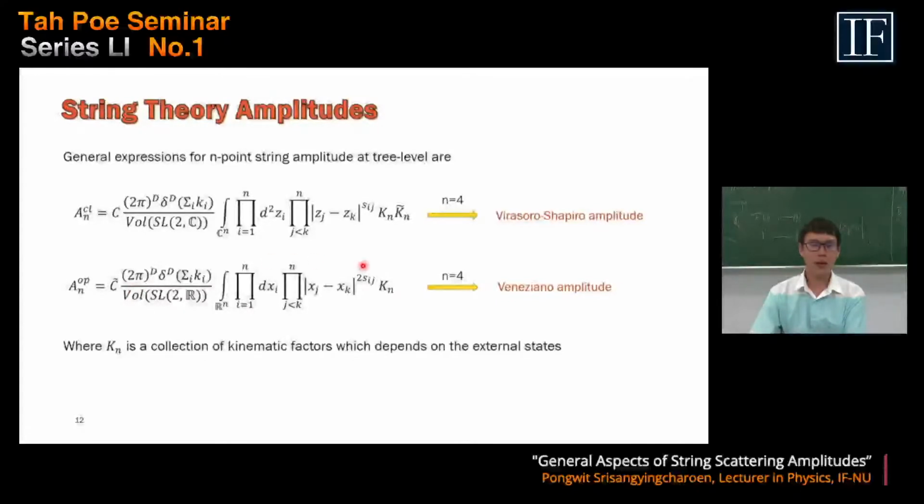And there are special names for this expression at 4 points. So at 4 points, the open string is well known as the Veneziano amplitude that I presented to you earlier. It is basically the beta function. And for the closed string, the 4-point amplitude is called the Virasoro-Shapiro amplitude.